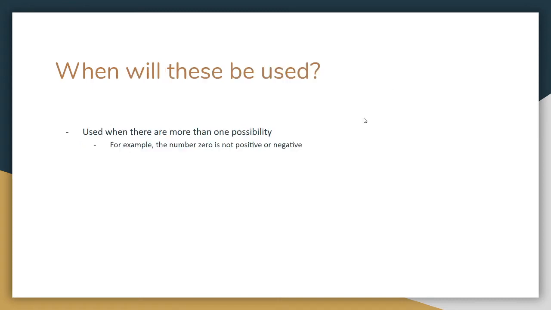So when will we use this? It's generally used when there's more than one possibility. For example, the number 0 is not positive nor negative. It is its own case. So we generally use elif statements when there are special cases like this, and we only want the computer to return one output.